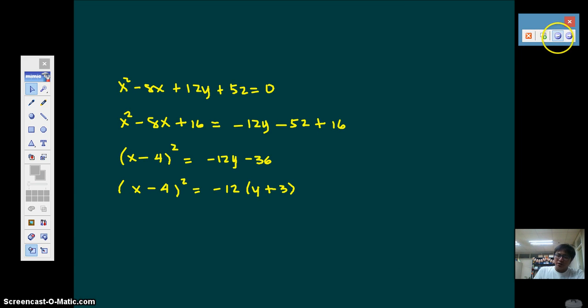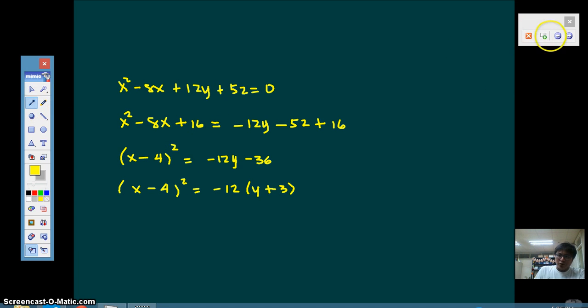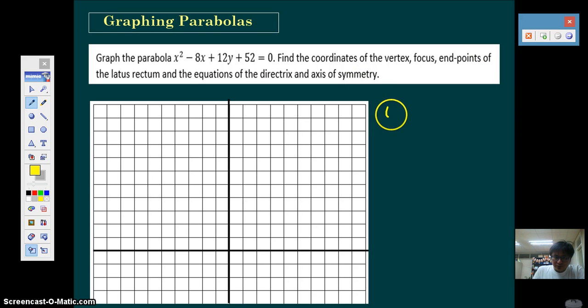Alright, now let's graph x minus 4 squared equal to negative 12 times the quantity y plus 3. So that's the standard form.